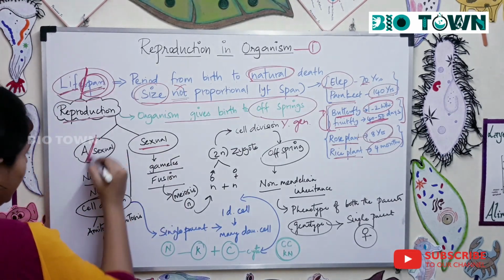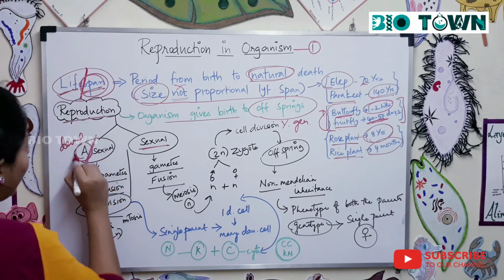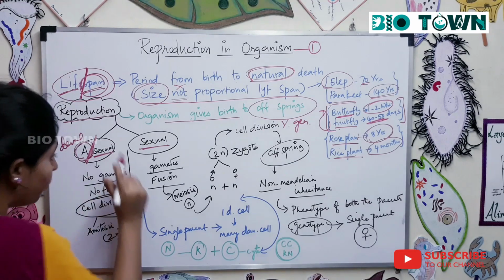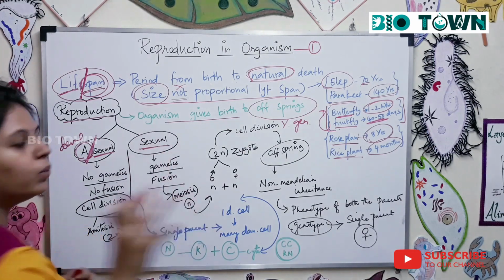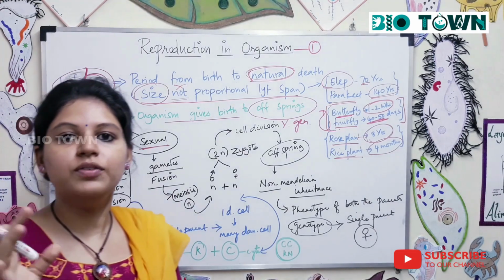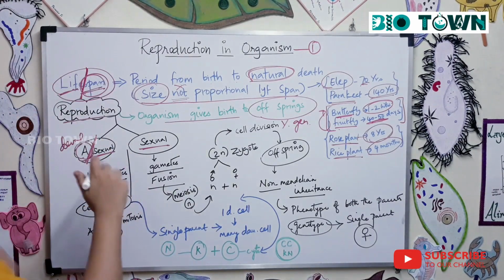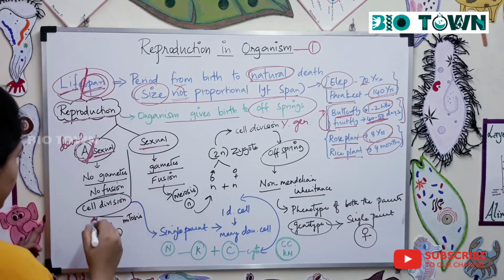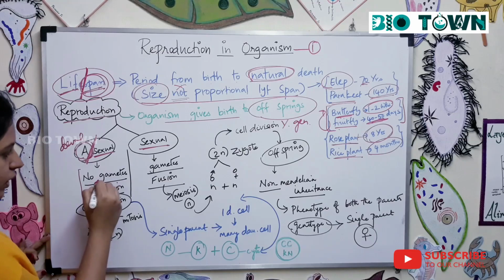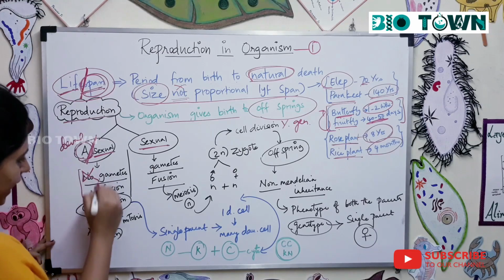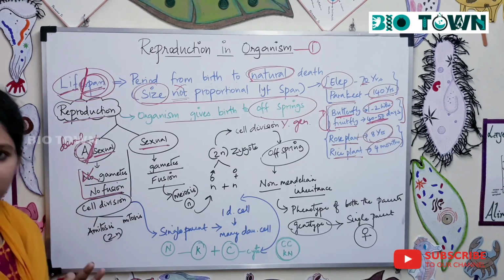So first, asexual. A means anything which is devoid. So asexual means it is devoid of sexual reproduction. And sexual involves the fusion of the male and the female gametes. Next, in asexual reproduction, we have two important characteristics. It does not include gametes. So there are no gametes, and there is no fusion of the male and the female gametes.